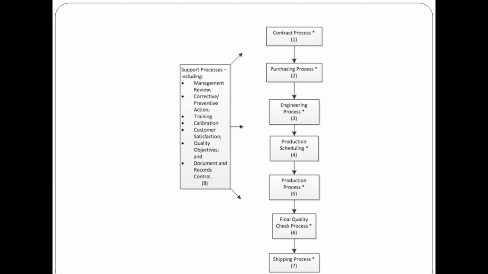It flows from top to bottom. Again, you'll note the disconnected support process grid on the left-hand side here. And you'll note that the idea here is that this is a very linear flow of activity. We have contracts flowing into purchasing and engineering, production scheduling, production, a final quality, and then shipping.